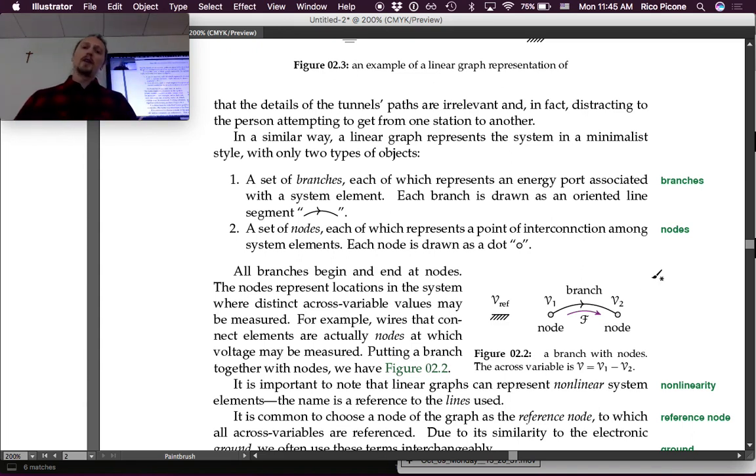And an across variable always has somewhere in the system another node that is the reference node, which we depict with this notation.